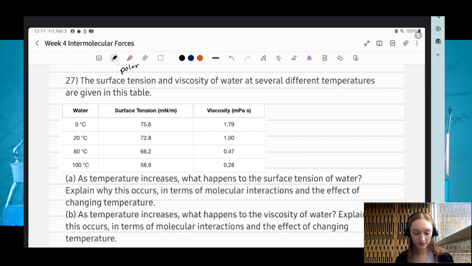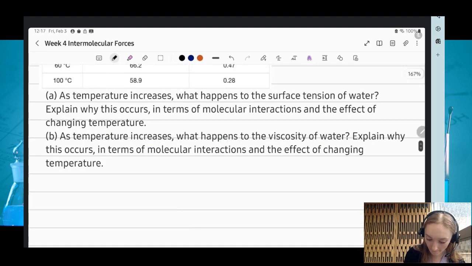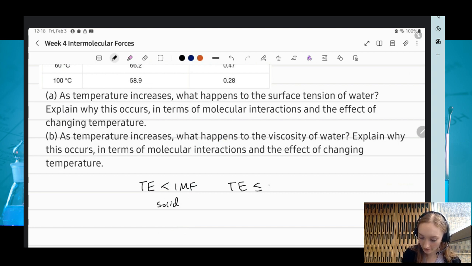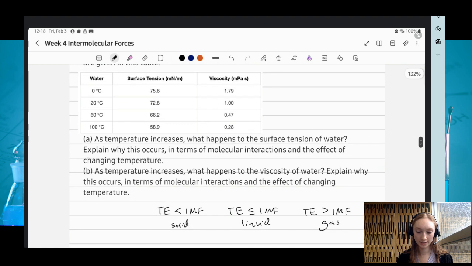So it is very similar to what we were talking about before, those three different ranges. The three different ranges I was talking about were based on thermal energy: if it is less than IMF, it's a solid; if it's less than or equal to IMF, then it's a liquid; and if thermal energy is more than IMF, the intermolecular forces, it is a gas. So these are the three different ranges, and when the surface tension and the viscosity go down, the thermal energy will go up.